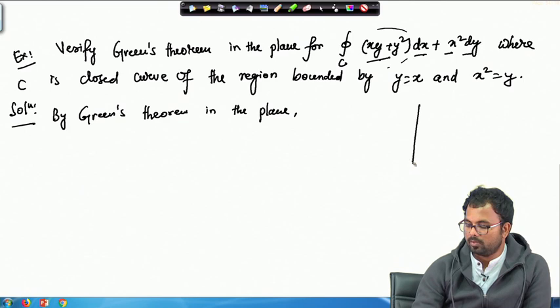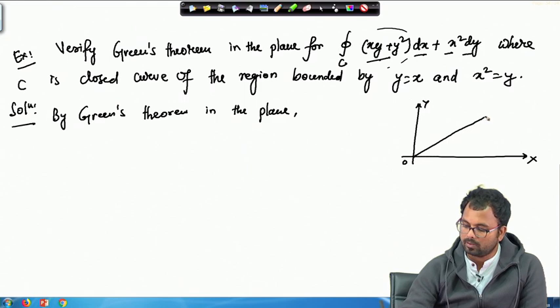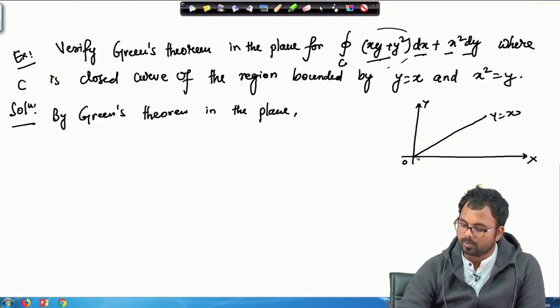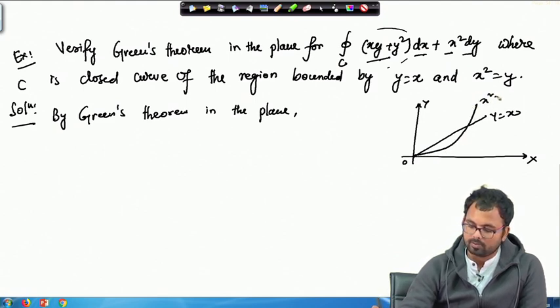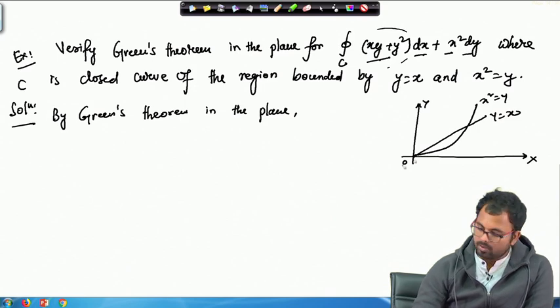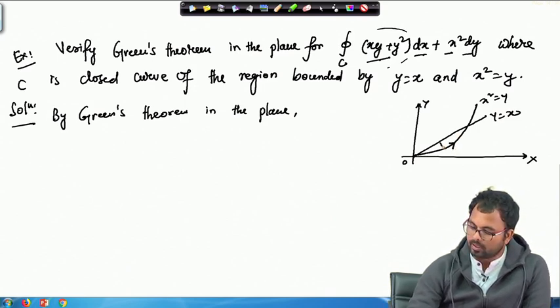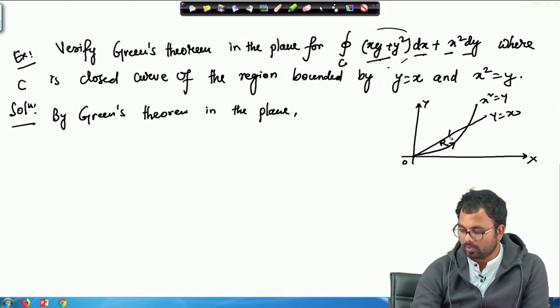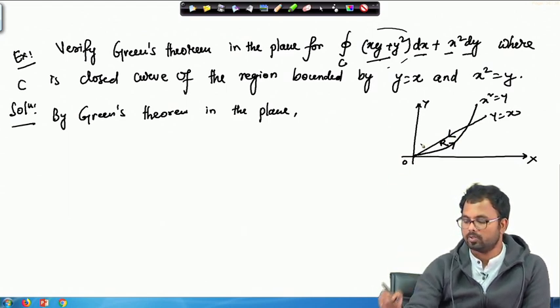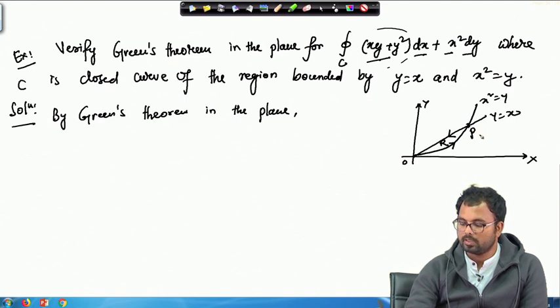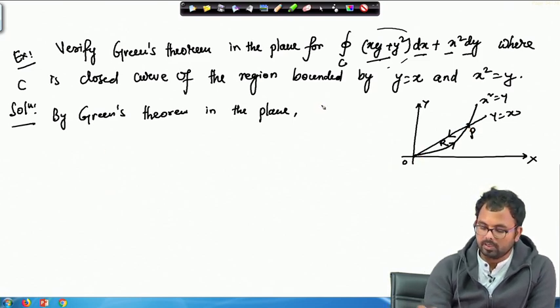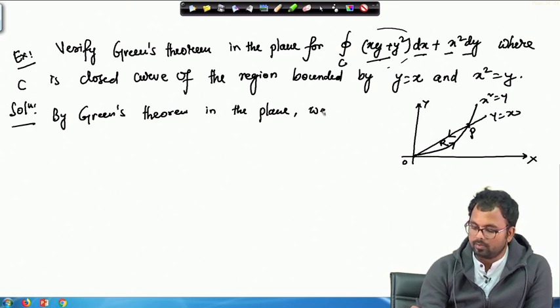what is the plane? We have x y. This is our line y = x and then we have a parabola x² = y. So this must be our parabola. We have to walk in such a way that the region R is on the left hand side, which means we are walking in the anti-clockwise direction. The point of intersection, let us say P, can be obtained. They intersect at 2 points, first at the origin and then the second one at P.